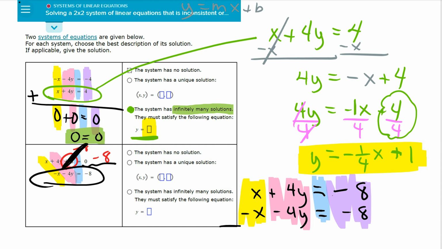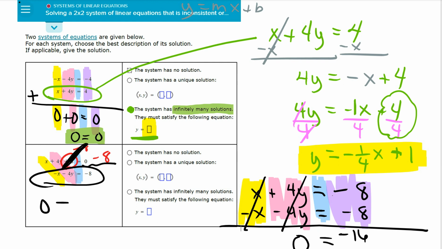And once again, I'm going to go through and combine. X minus x, that's 0. Plus 4y minus 4y, that's 0. I get 0 on the left. Here's the equal sign. And then, hope you can see this, am I out of range? Negative 8 minus 8 more, that's a negative 16. So what I'm left with over here is 0 equals negative 16.